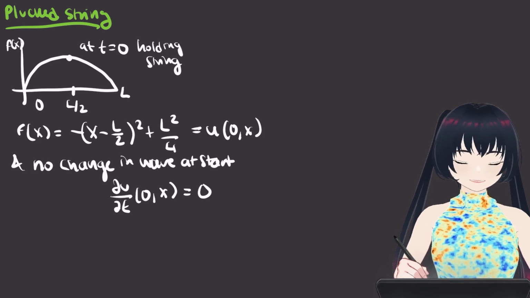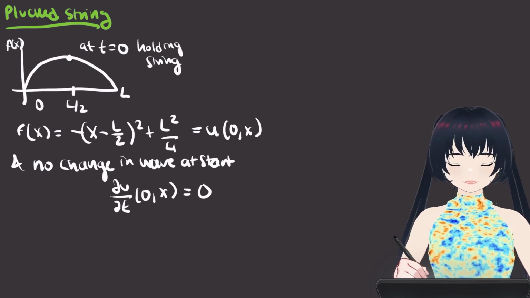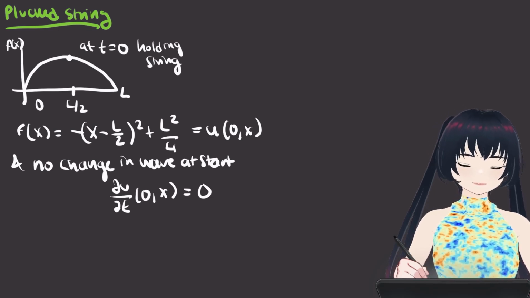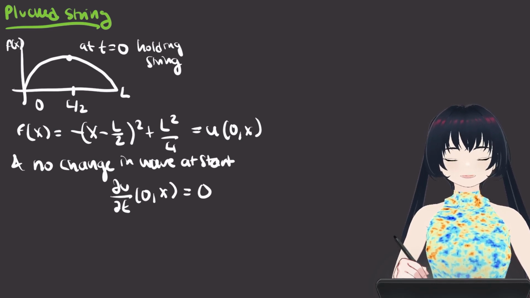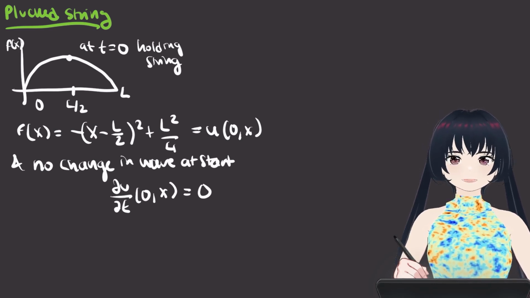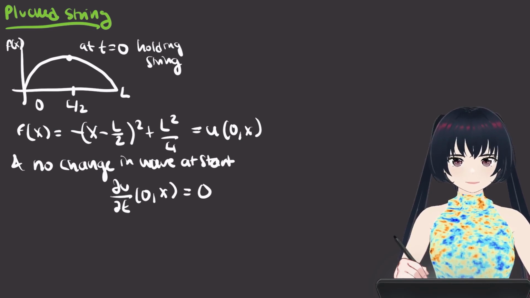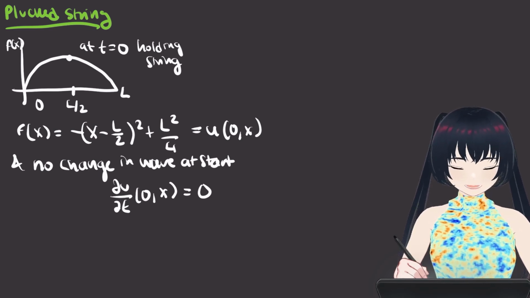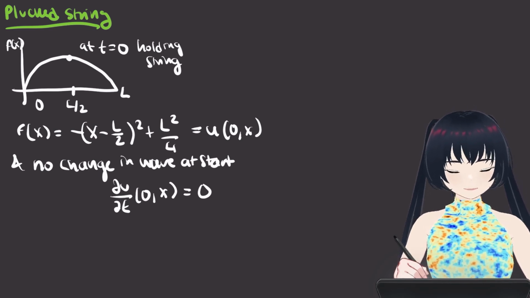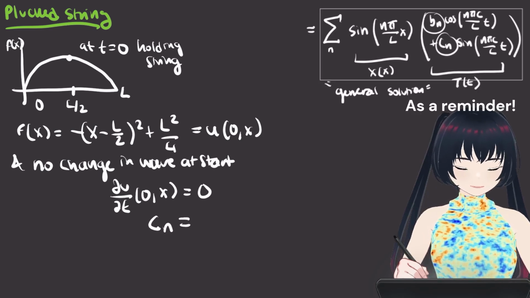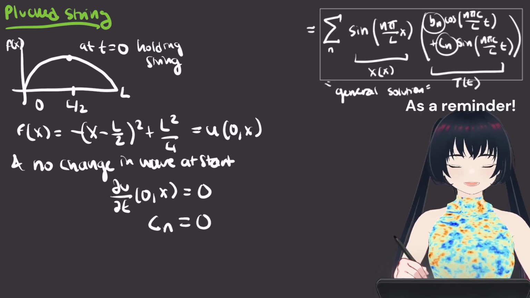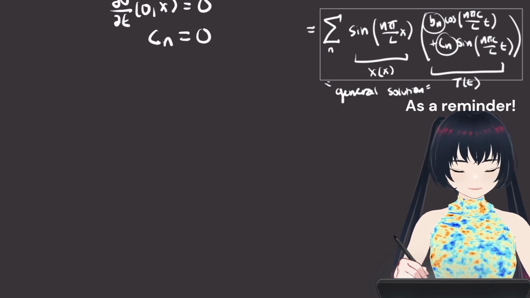We're also given that there is no change in the wave at the start, which makes things a little bit easier. That means that we're holding the string at rest and then seeing what happens when we release it, which is when time starts. Now that we're given this, we know that because the change in the wave at the start is 0, C of n is equal to 0, which means we only need to solve for B of n.